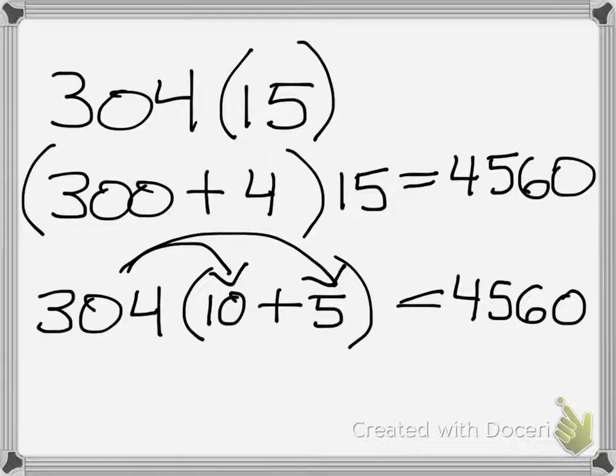When you're doing the distributive property, notice that I've broken the numbers up using addition. In the parentheses, if you're breaking up a number and putting it in a group, like 300 plus 4 here, or 10 plus 5, the operation that you can use is only addition and subtraction. You can't break up the number using multiplication and division.